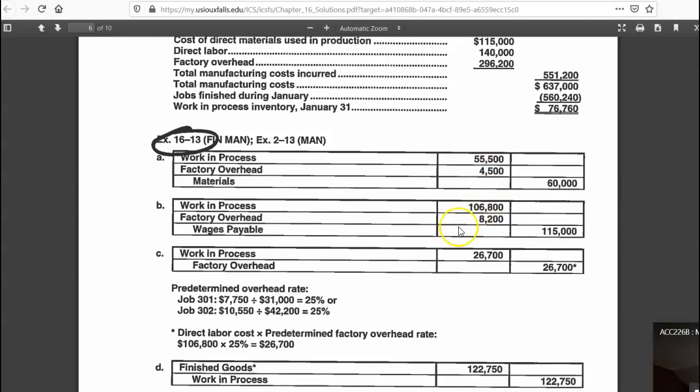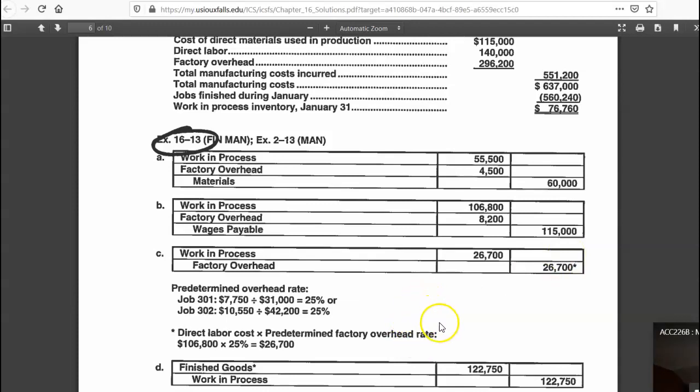Letter B, it's the same thing, but now for labor. Well, the reading had told us it was $8,200 of indirect labor. You go through all 4 jobs and add up the labor, which is direct. That's this number right here, 106.8. That's a credit to wages payable. Okay, any questions on A or B?